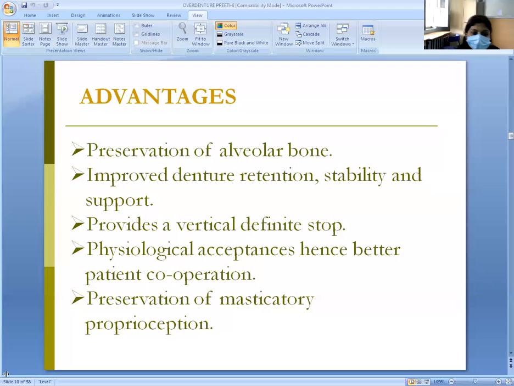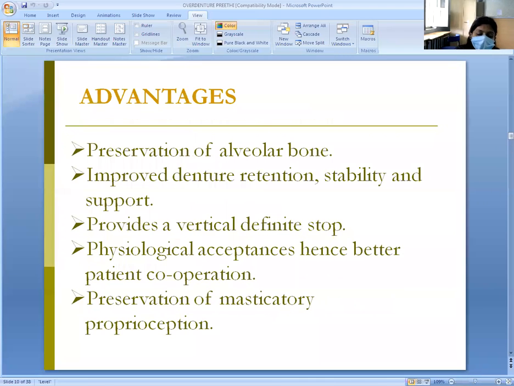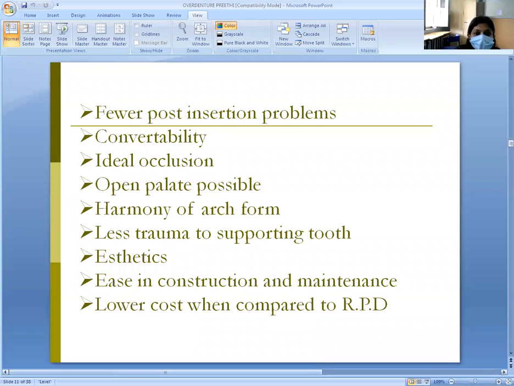Support is because when you give the abutment overdenture, the abutment helps in bearing the load and gives good support, and it provides a vertical definite stop, physiological acceptance, hence better patient cooperation, and preservation of masticatory proprioception. Again, the presence of the periodontal ligament helps in the preservation of masticatory proprioception. Fewer post-insertion problems are there compared to the conventional denture.